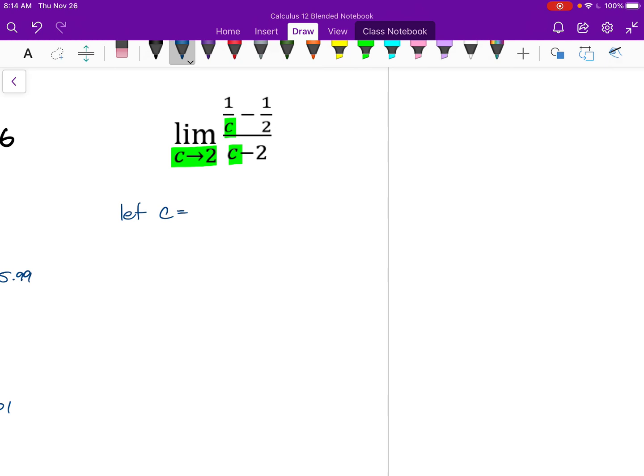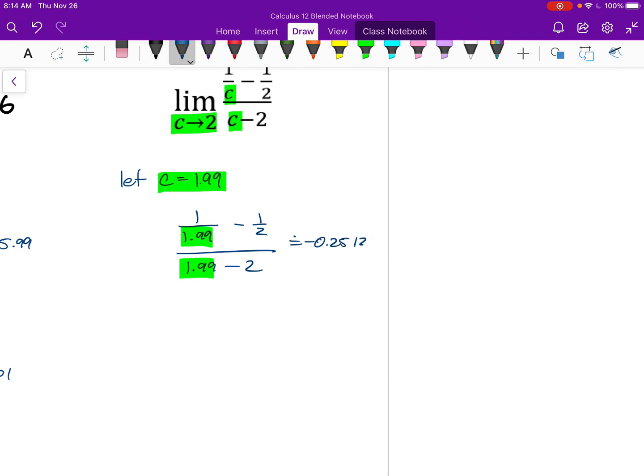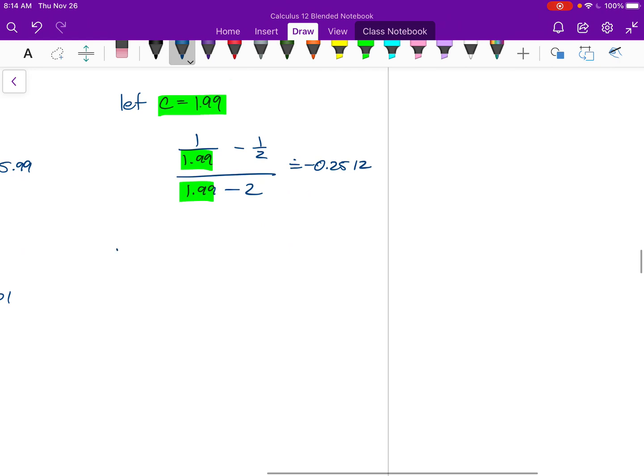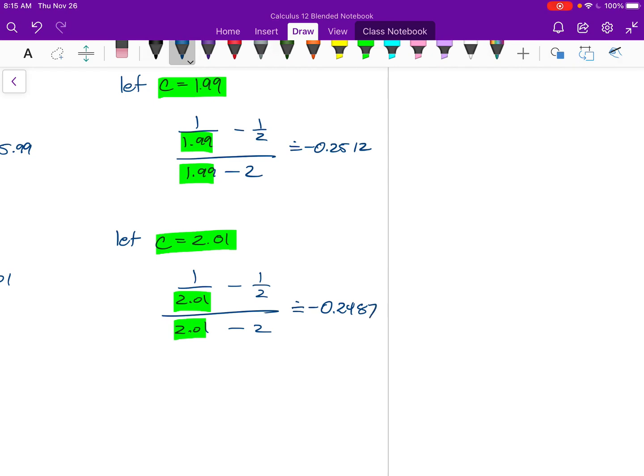So I'm hoping you kind of try this. I'm going to pick 1.99. If you do that, you get about negative 0.2512. It's pretty close to negative a quarter. Let's see if I put a number a little bit more than 2. And I get a number a little bit, just a little bit off from negative a quarter again. So both these are very, very close to negative 0.25. Both these are very close to negative 1/4.